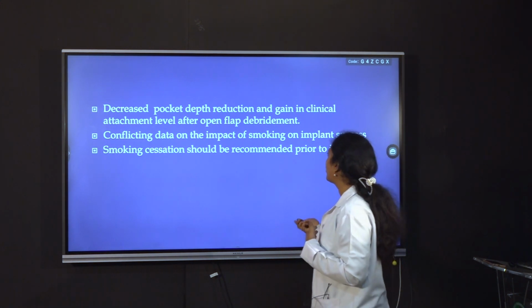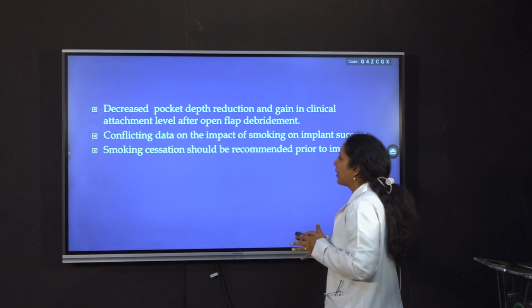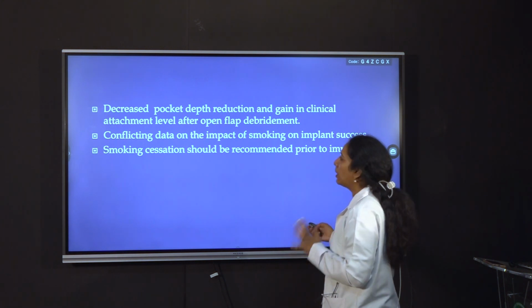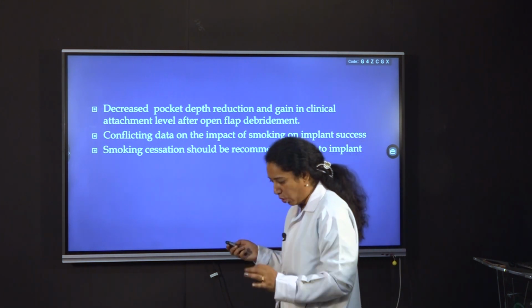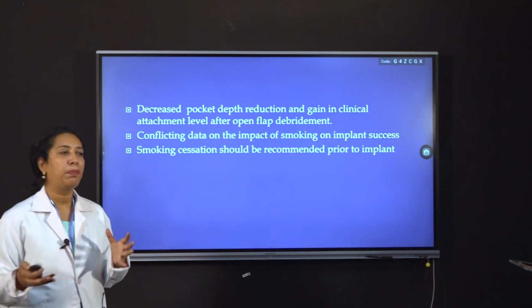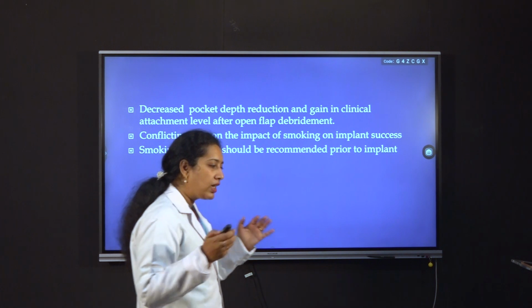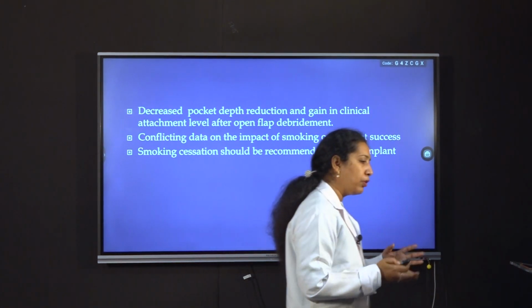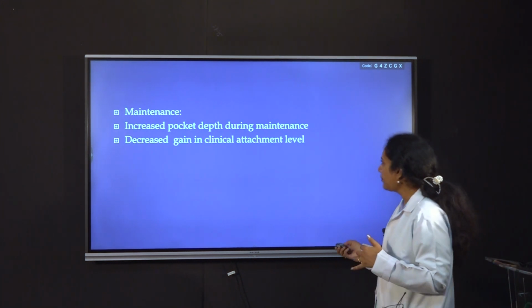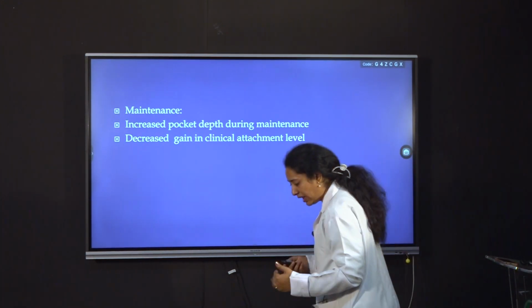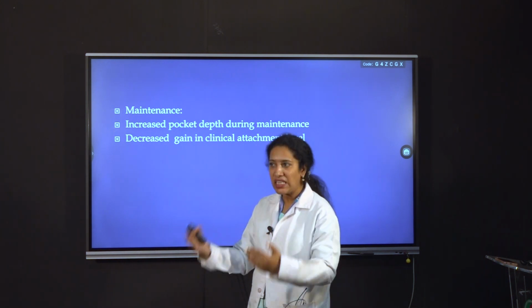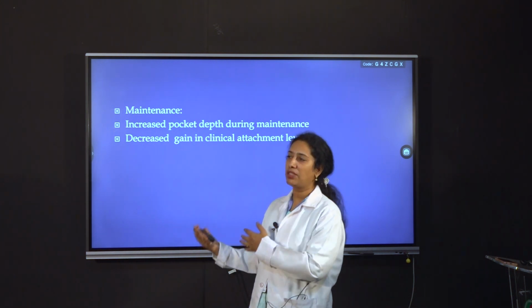Conflicting data on the impact of smoking on implant success. And smoking cessation should be recommended prior to implant. If the person is a smoker and is going for an implant procedure, make sure the patient doesn't smoke, or stops smoking for a couple of months, or else the implant might go to failure. So maintenance, after the surgery, after the treatment, there are not much results, and the maintenance also would not give that much.